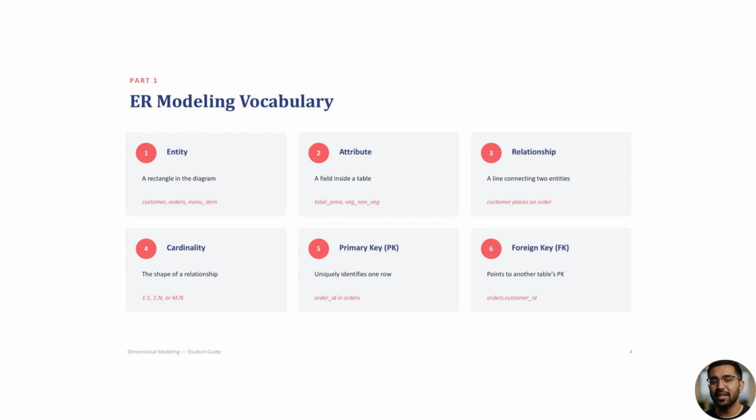The primary key is crucial as it uniquely identifies each row, like order_ID in the orders table. Lastly, the foreign key links to another table's primary key, such as orders.customer_ID. Understanding these elements is essential for effective data modeling.